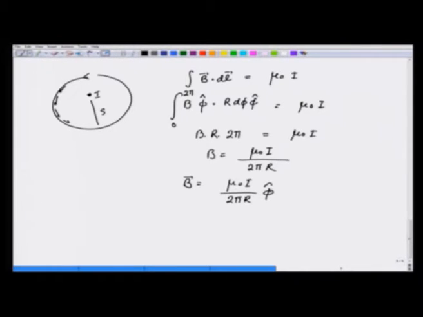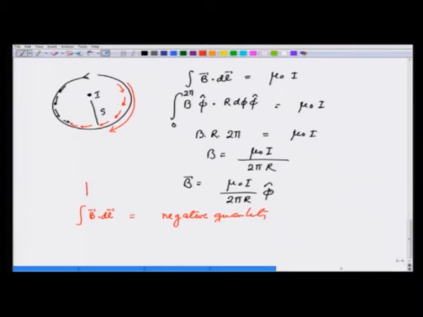I just want to make one point. Suppose we had decided to go the other way, and we assumed that this is how we are going to take dl. All right, then I would have gotten B dot dl, thinking that B is also in the same direction, to be a negative quantity, because B and dl would be in opposite directions.